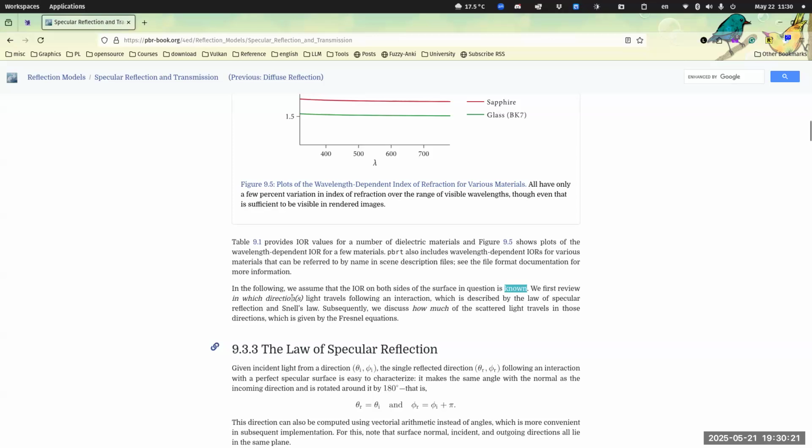We first review in which direction light travels following an interaction, which is described by the law of specular reflection and Snell's law. How much of the scattered light travels in those directions is given by Fresnel.